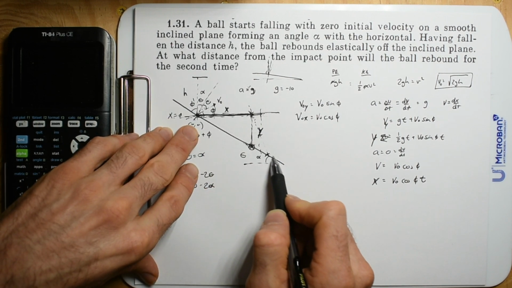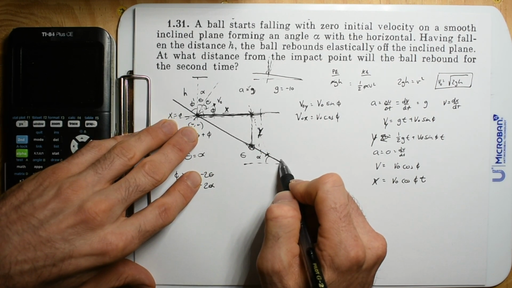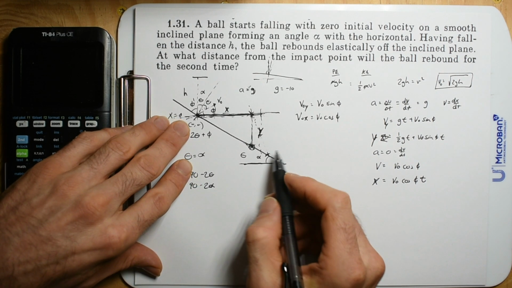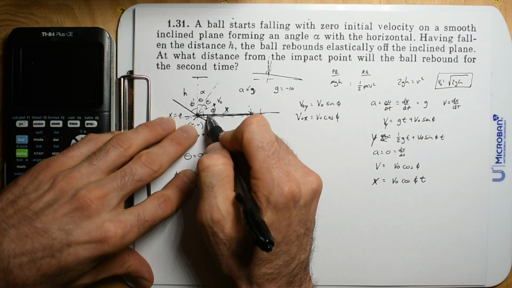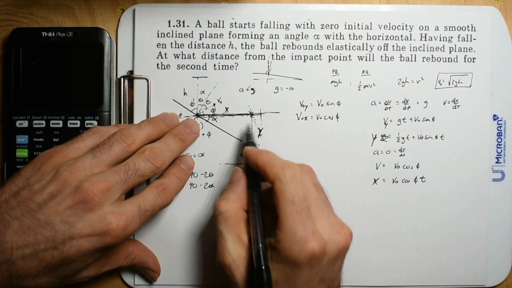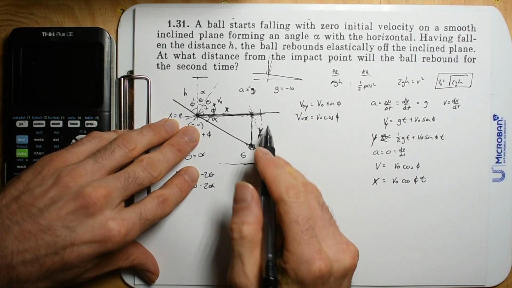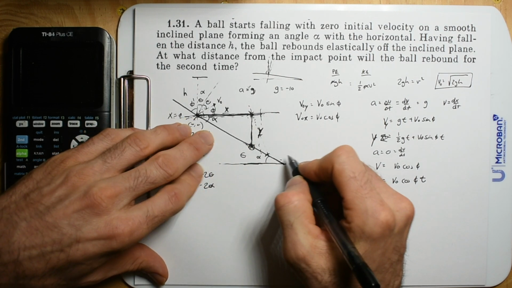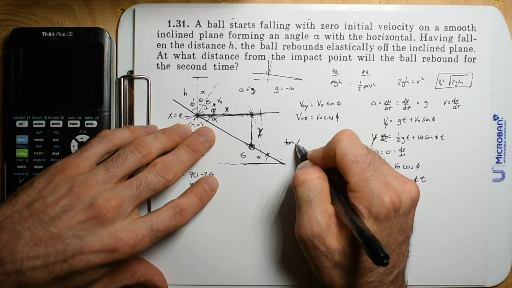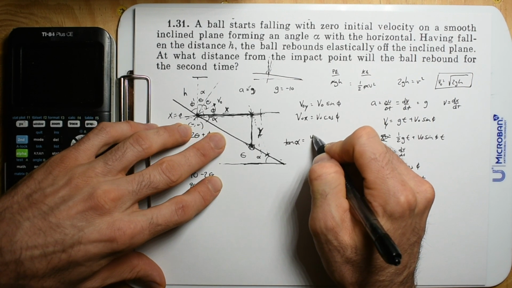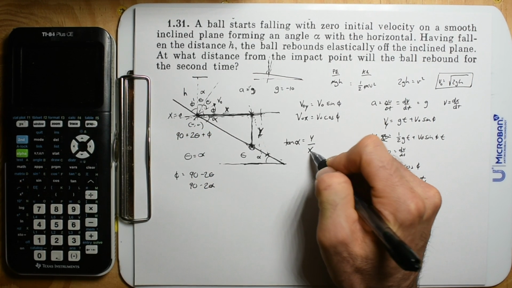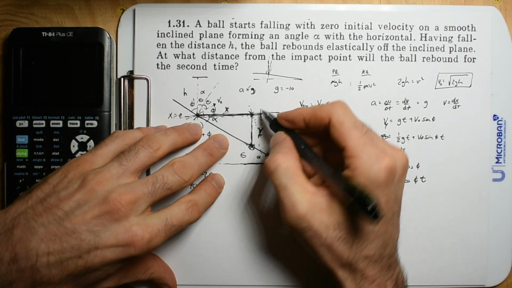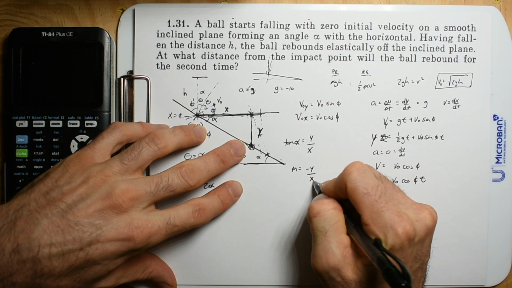We have the slope of this line. Here's our angle, and what's the slope? It's going to be rise over run. If we do tangent of our angle alpha, that's going to be y divided by x. And we know the slope is going to be negative y over x.